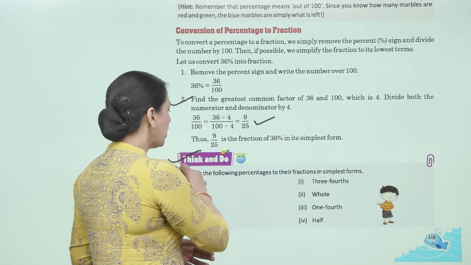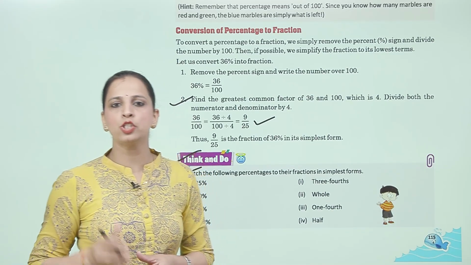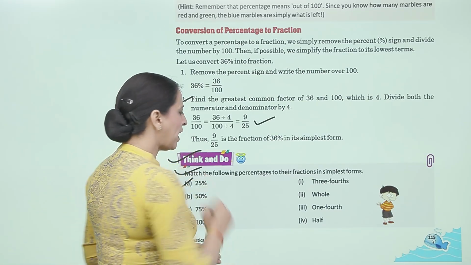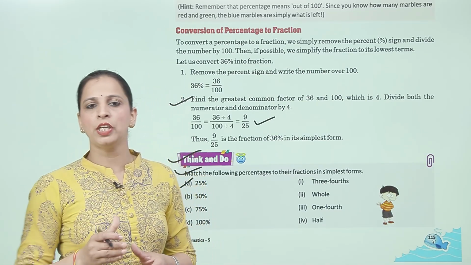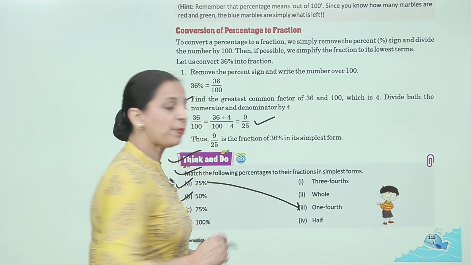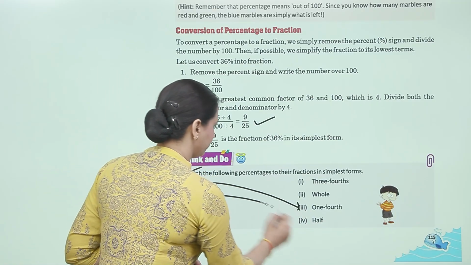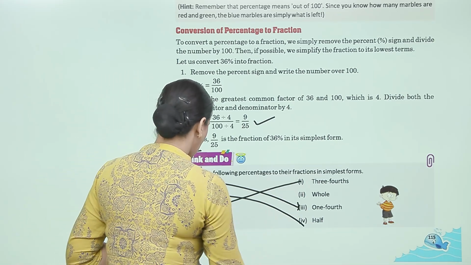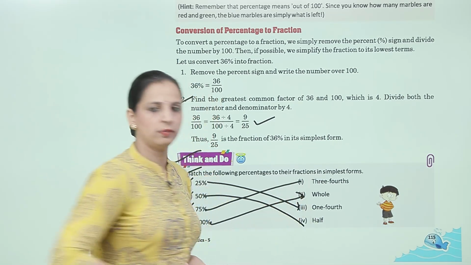Now, think and do. Match the following percentages to their fractions in simplest form. A. 25%. 25% is 25 by 100, that is 1/4. 50% is half. 75% is 3/4. And 100% is whole.